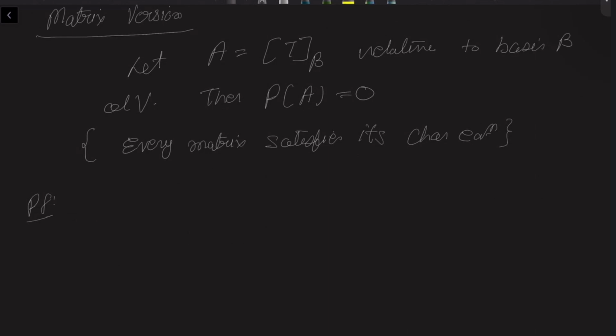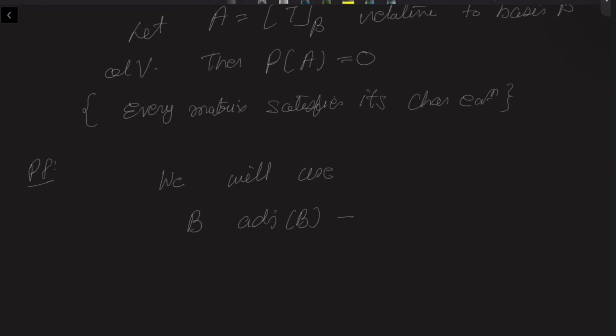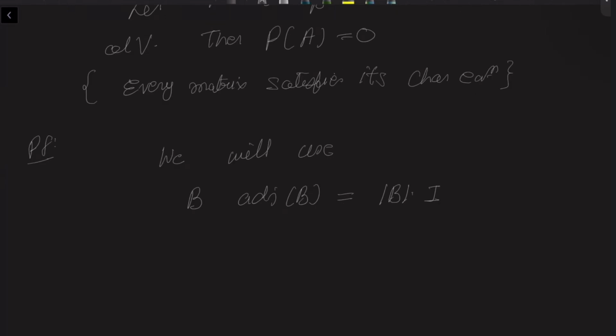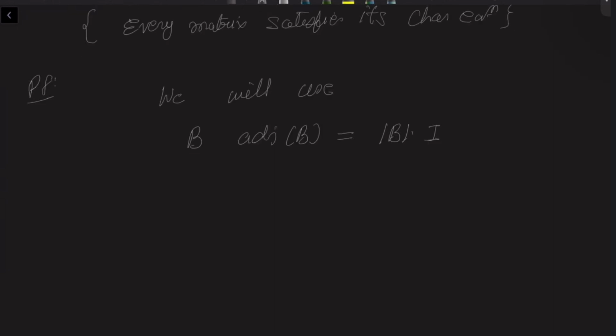To prove it, we will use a property of the determinants, that we know that B times adjoint of B, or A into adjoint of A, is nothing but determinant of B times I. This is something that we study normally in class 11th or 12th, in the chapter on matrices and determinants. This property is there, so we'll be using this property. So let us go on with the proof.